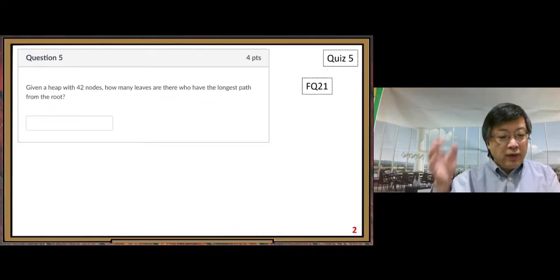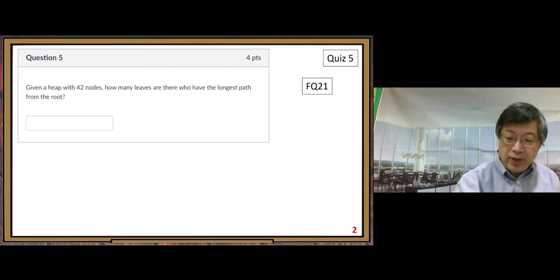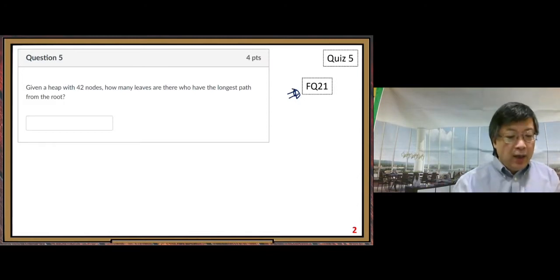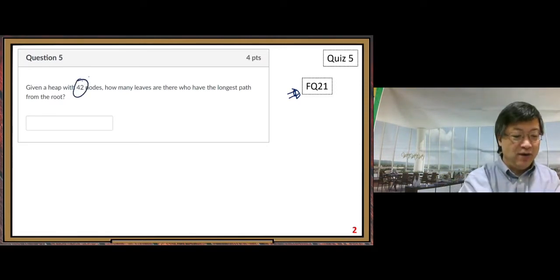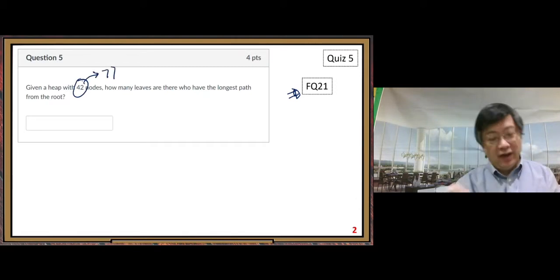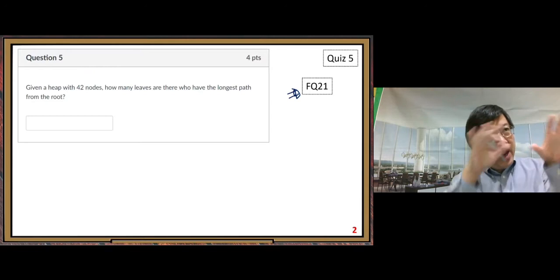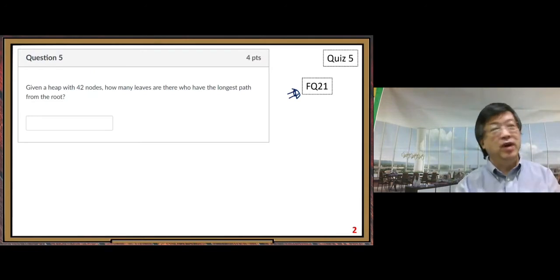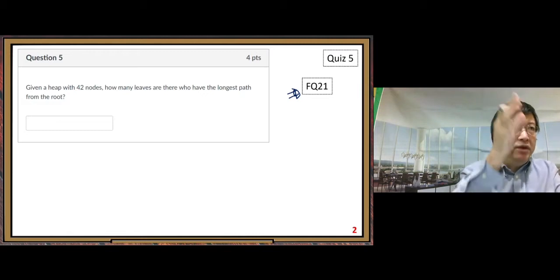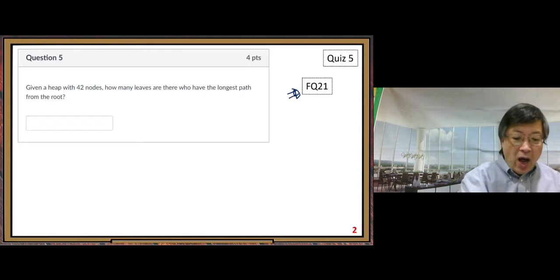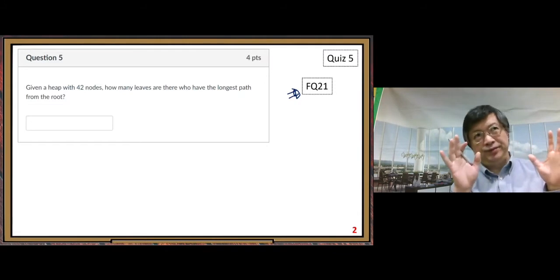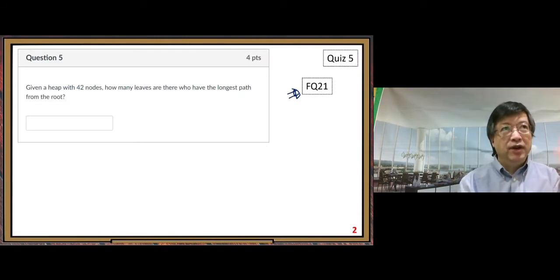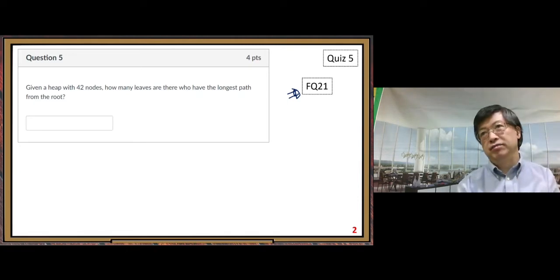Second question, question number 5. This one targets final question number 21. Given a heap with 42 nodes. In the final, we replace this 42 with 77. If you understand the method, whatever that number is, you apply the same method and can solve the problem easily. How many leaves are there that have the longest path from the root? That's the meaning. First, you should understand the question well.